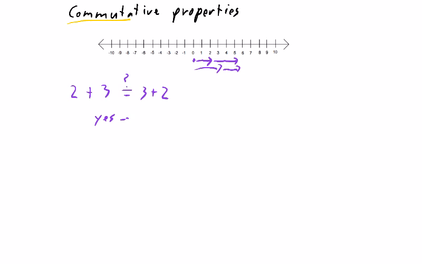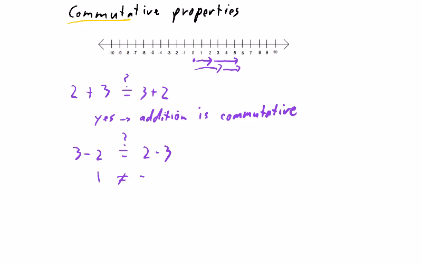So we can say addition is commutative. Okay, now let's consider a second problem. Let's consider the problem 3 minus 2. Does that equal 2 minus 3? And I think clearly the left-hand side is 1. And the right-hand side is -1, and so we could give that an emphatic no.